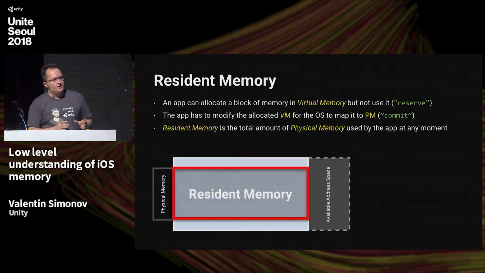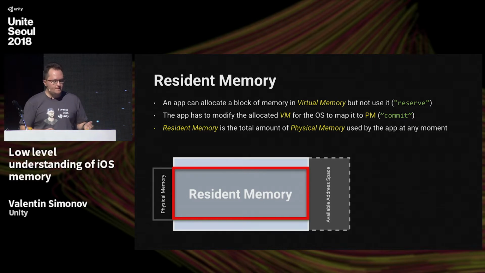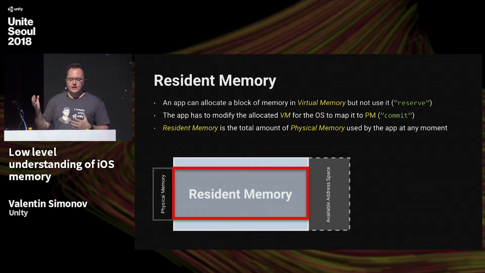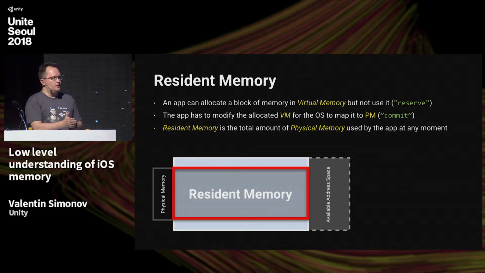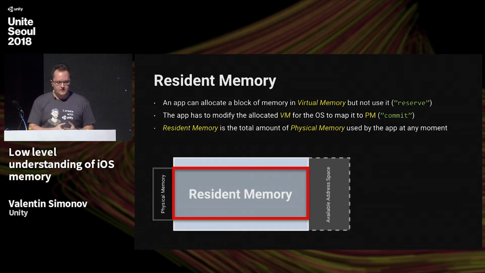An application can allocate a block of memory from virtual space, but it cannot really use it for anything. This is called reserve. The application has to write to this memory to make the operating system allocate some part of physical memory for this block of virtual memory. This is called commit. Reserve and commit are words we will see at some point in the presentation, so take note of that.